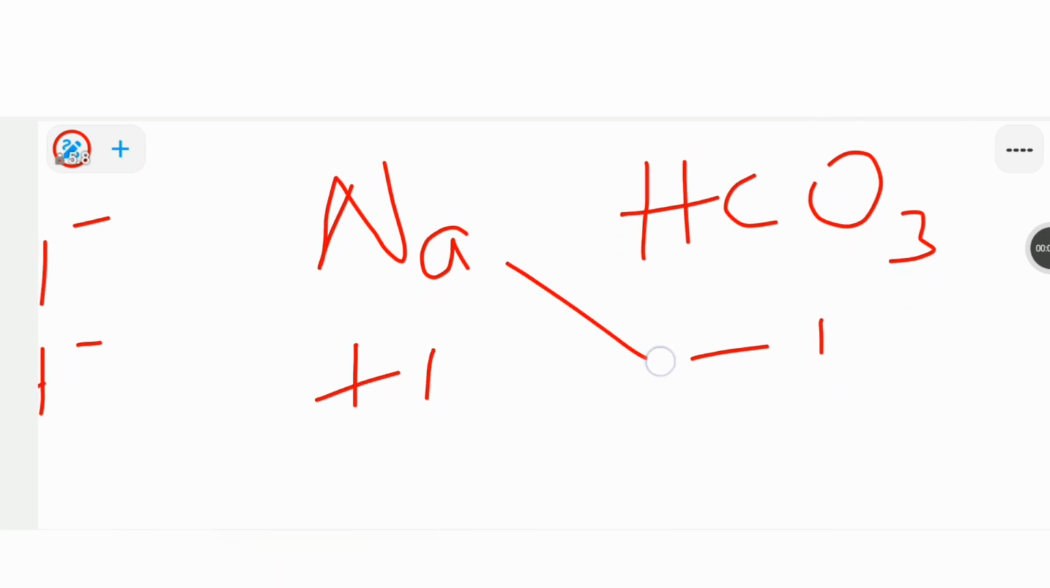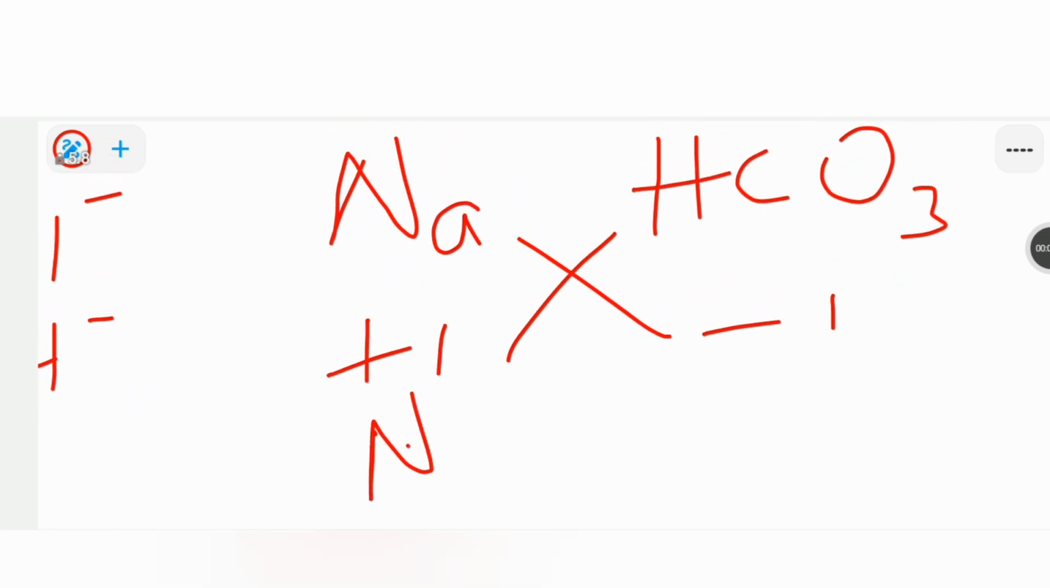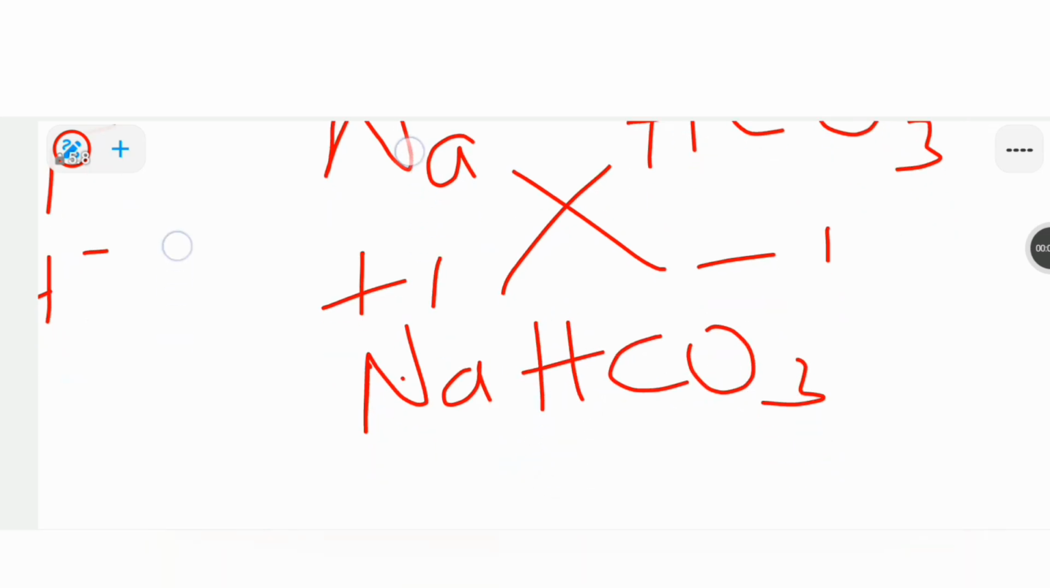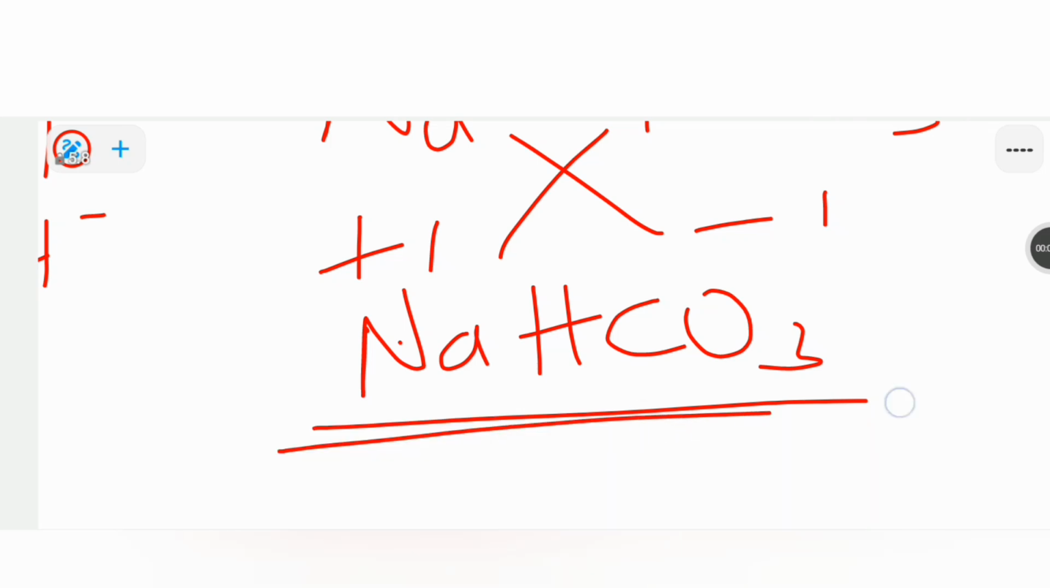So just interchange their powers, or cross exchange their powers. So that will be NaHCO3. This is the formula of sodium bicarbonate, or sodium hydrogen carbonate. So this is the way to write it. You can see that this thing is very, very simple.